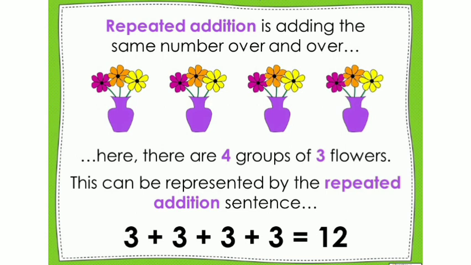So the total number of flowers is 3 plus 3 plus 3 plus 3. That is 12. This is called repeated addition. You are adding 3 repeatedly, adding the same number over and over. This is called a repeated addition statement.